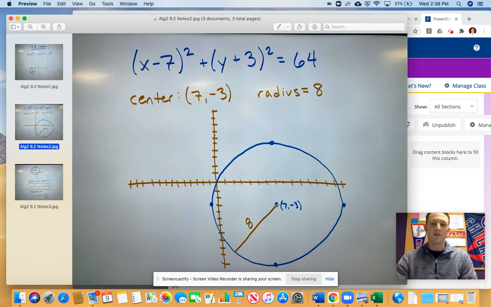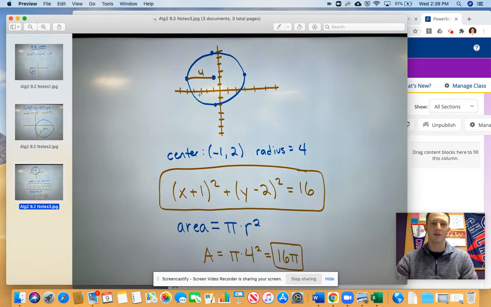And then we can just graph it. So here's our center, and then our radius is just 8. So if I were to be plotting this on Savas, I'd plot my center, and then I'd just count 8 to the right, 8 up, 8 to the left, or 8 down. It really doesn't matter which direction. It'll plot it for you.